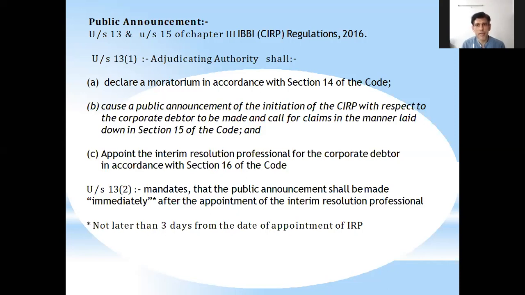And then the NCLT has appointed an IRP. So these are the three things which the NCLT will mention in their order: declare a moratorium, cause a public announcement, and then appoint an IRP. Right. So these are the three things which have to be done until the order. And what will happen once the order is made?